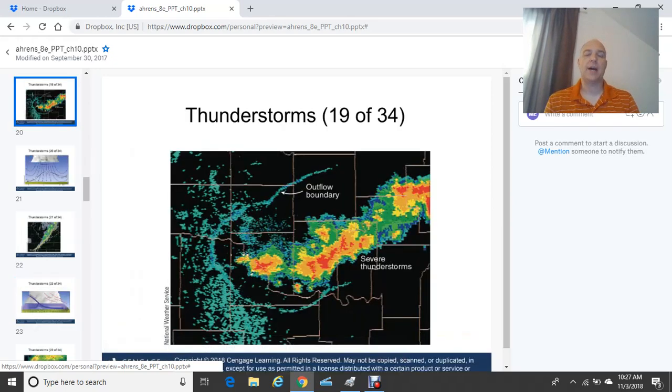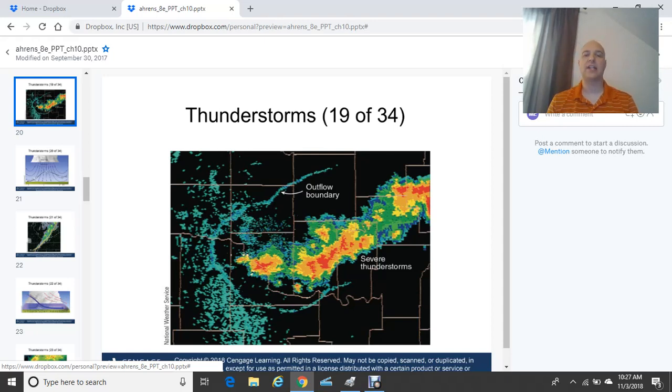All right, and on Doppler weather radar, now this gets really cool. You can see some really cool stuff happening with thunderstorms on Doppler weather radar. In this case, we have a line of severe thunderstorms over Oklahoma. You notice the area there, the white arrow and the outflow boundary term there.